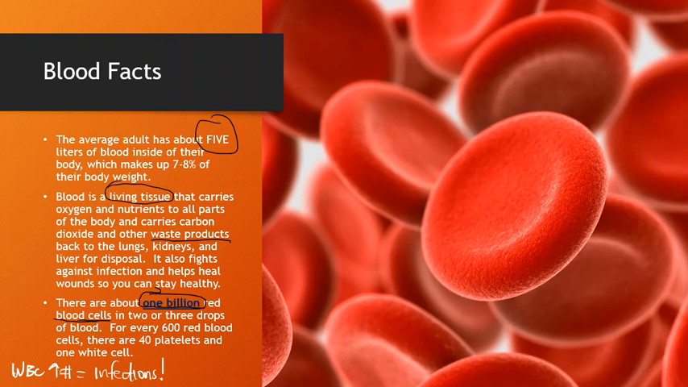For every 600 red blood cells, we're going to equate that to about 40 platelets and 1 white blood cell. And keep in mind, the white blood cells target infections. The white blood cells target the pathogens that might be present. And that 1 little white blood cell for every 600 red blood cells are going to protect your body and protect you from disease and decay and possibly death.